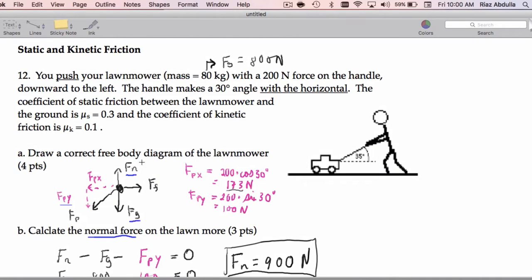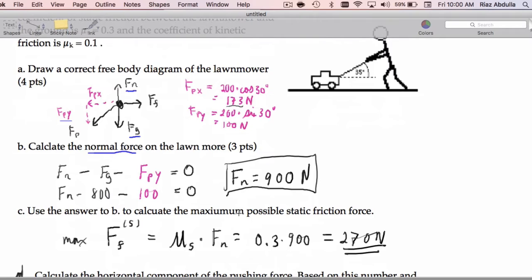First of all, I'm drawing a free body diagram where I have a normal force, gravity, friction, and a pushing force. I've resolved the pushing force into two components, the x and the y component. Next, to get the normal force, I'm taking the vertical components of the normal force, Fg, and Fpy. The up component is the normal force, and the down is gravity and the y component.